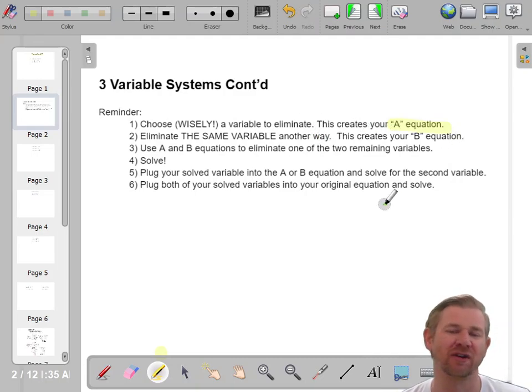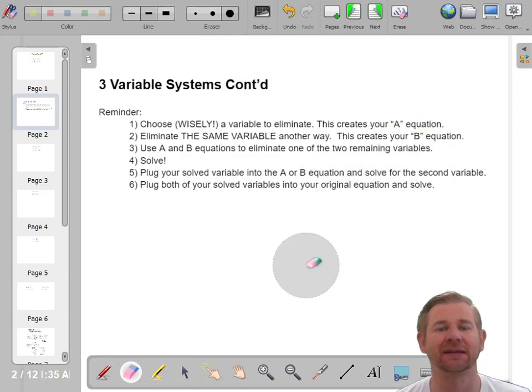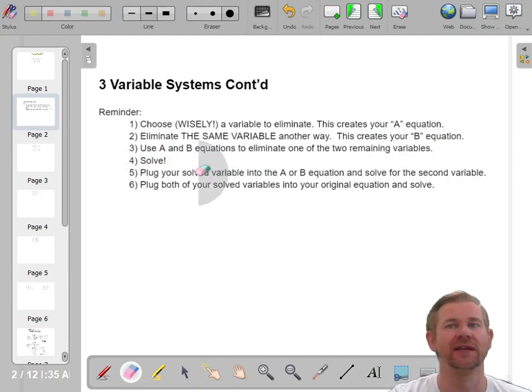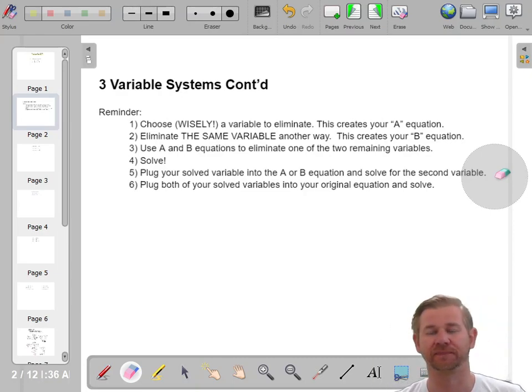The first time I call my A equation, and then I call it my B equation. That's just to help you stay organized. It doesn't mean anything mathematically. It's just what I'm calling them, okay? Once you get it down to those 2 A and B equations, it's a 2 variable system, so solve it. And then you just work your way back up. You'll solve for the second, and once you have the first 2, you can get the third, okay?